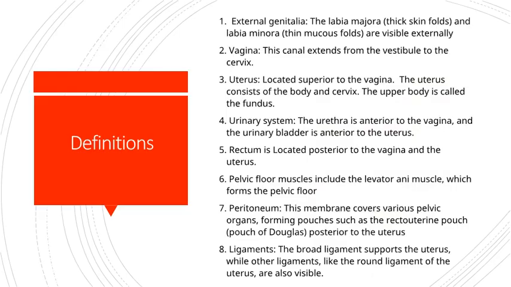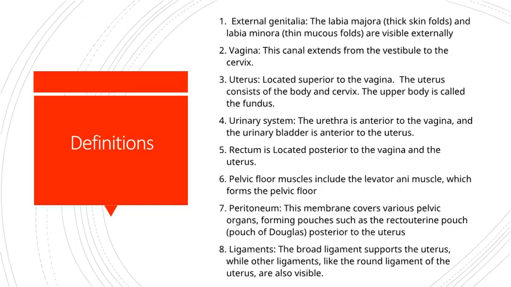1. External genitalia. The labia majora, thick skin folds, and labia minora, thin mucus folds, are visible externally. 2. Vagina. This canal extends from the vestibule to the cervix. 3. Uterus, located superior to the vagina. The uterus consists of the body and cervix.